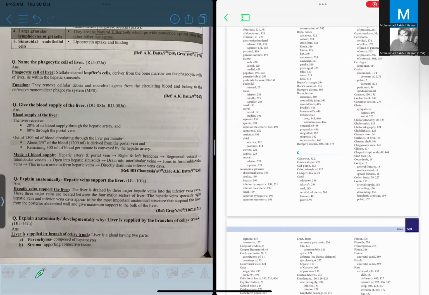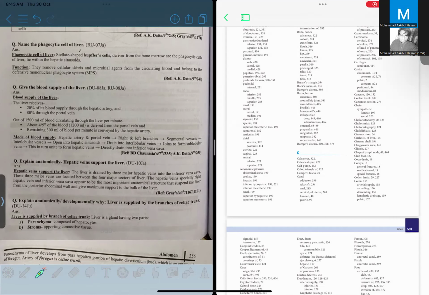Phagocytic cell of the liver. It is a star-shaped Kupffer cell derived from the bone marrow. The phagocytic cells of the liver lie within the hepatic sinusoids. Function: they remove cellular debris and microbial agents from the circulating blood and belong to the defensive mononuclear phagocyte system.